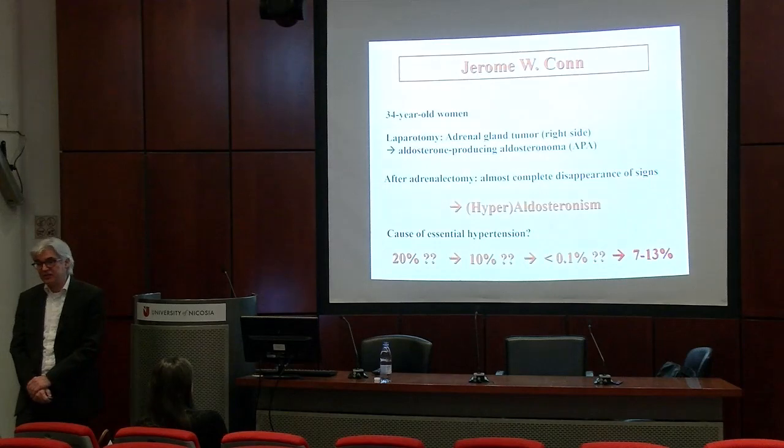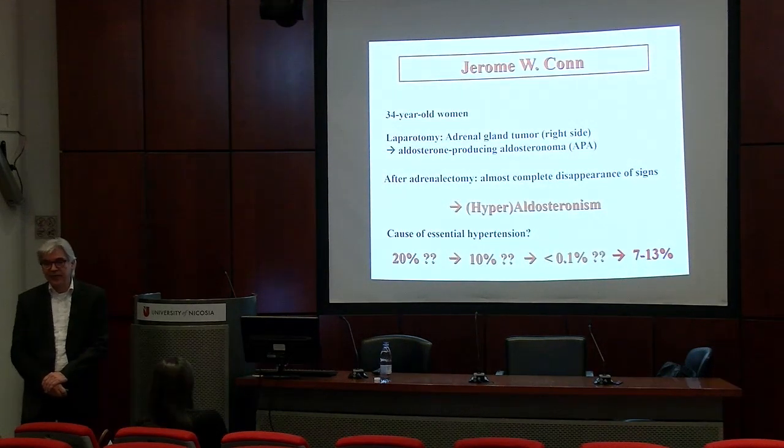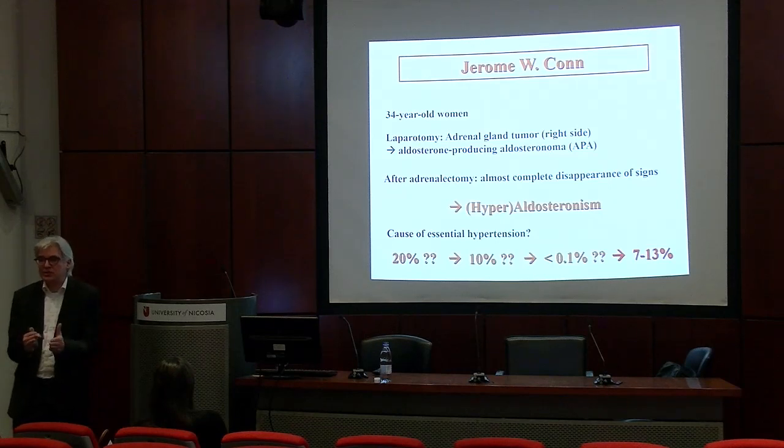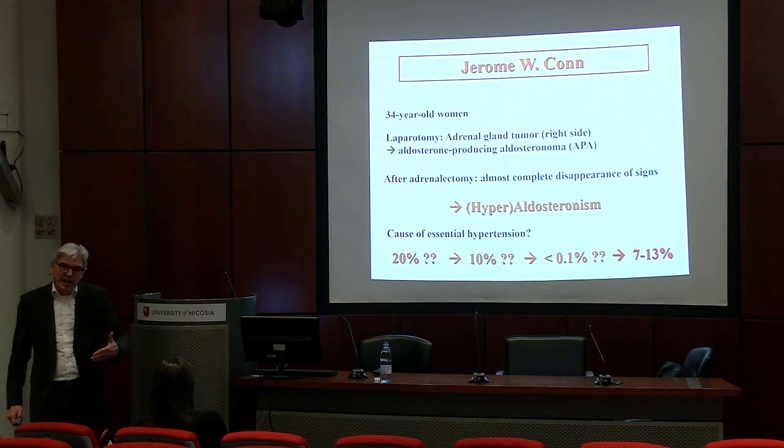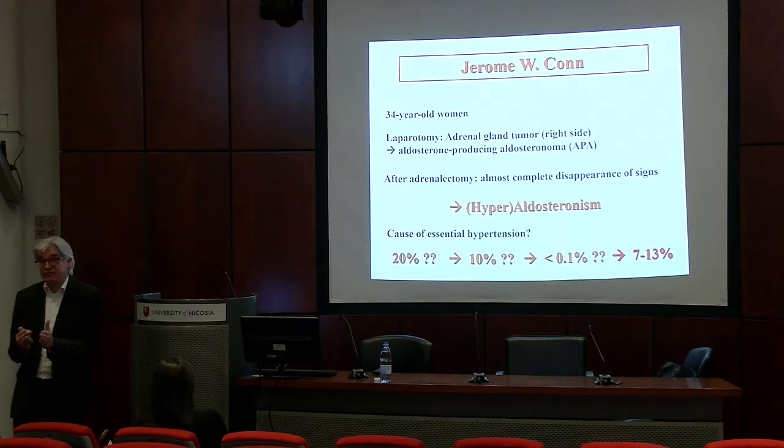Because if you look at the recent literature, then Kohn was right. Indeed, depends a little bit on which article you read, but between 7 and 13% of the people with arterial hypertension have primary hyperaldosteronism as the underlying cause. But you have to look for it.